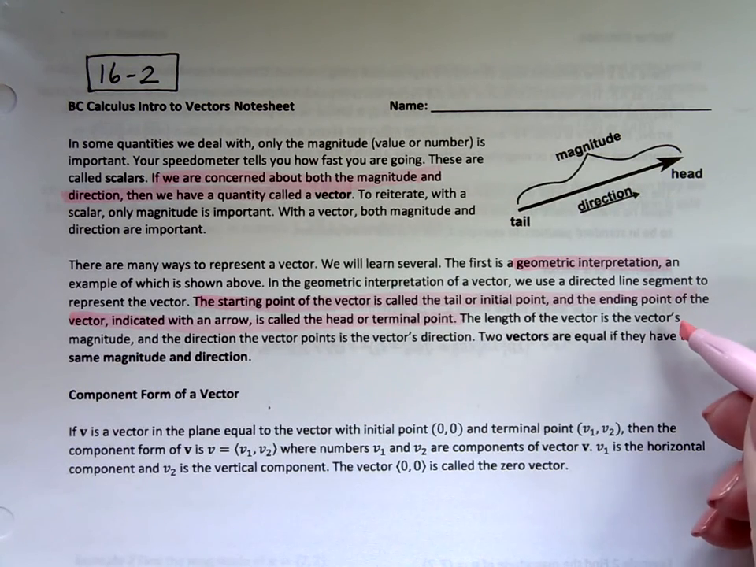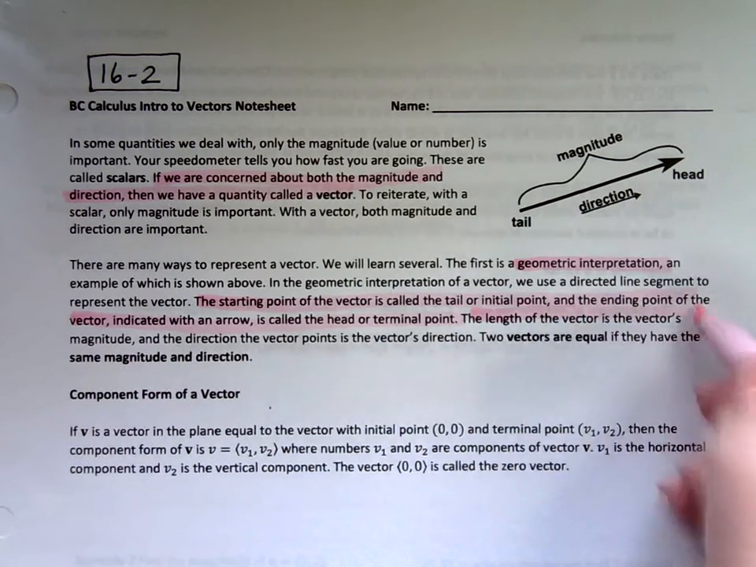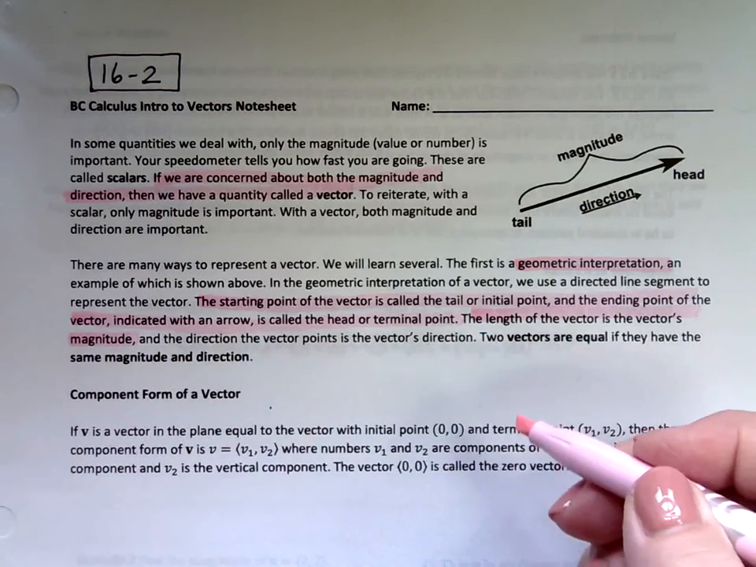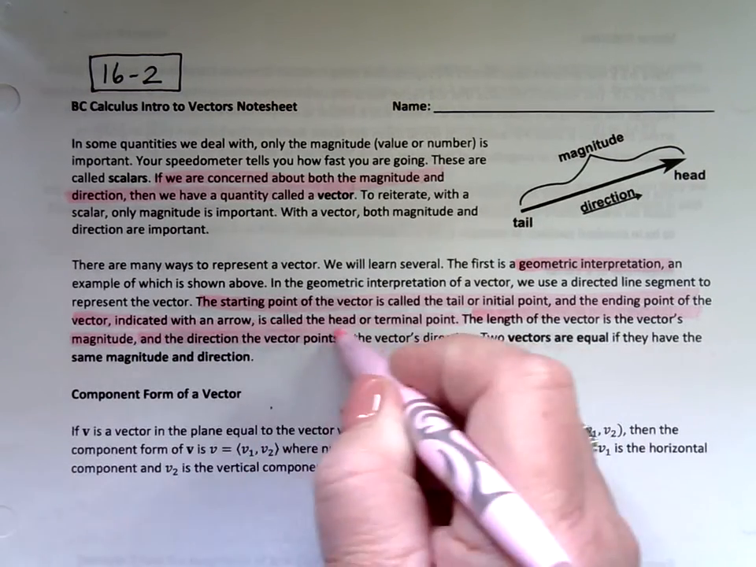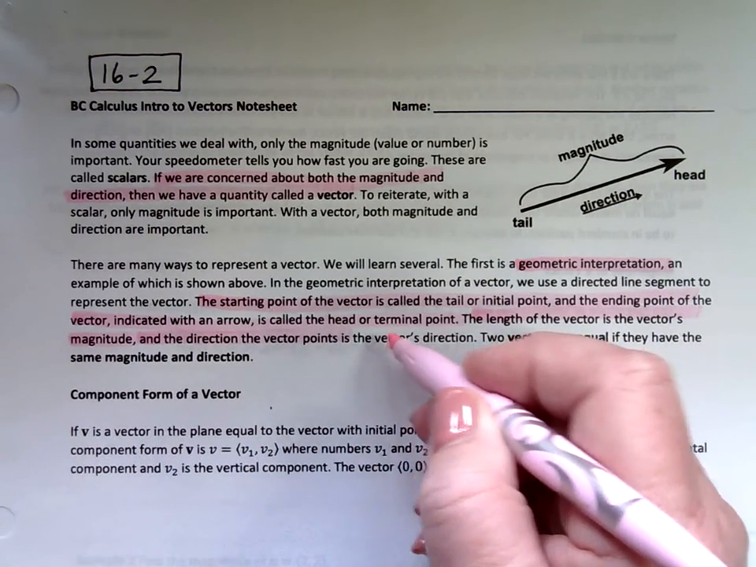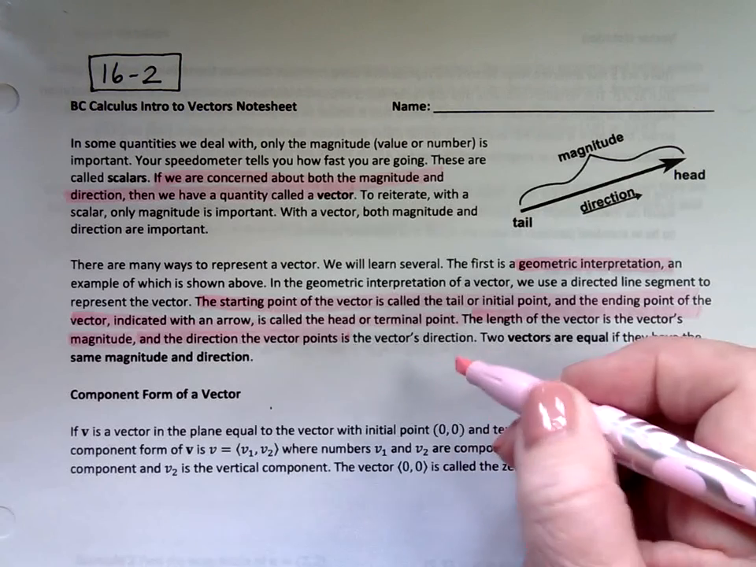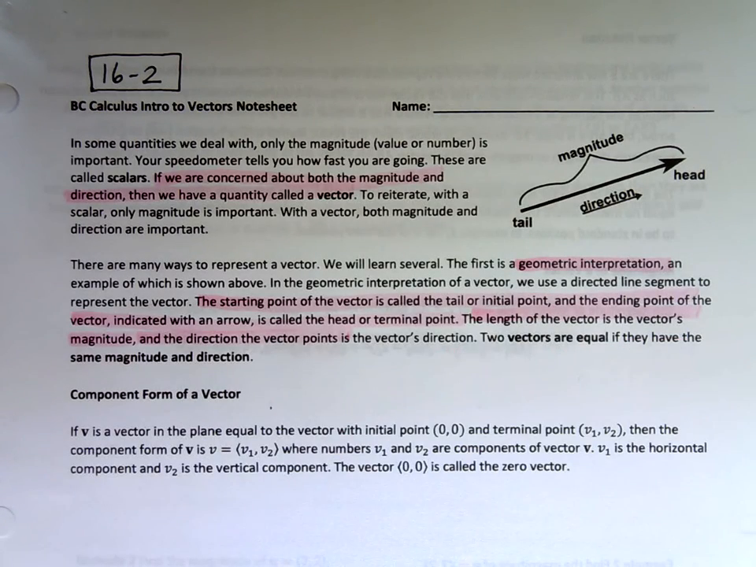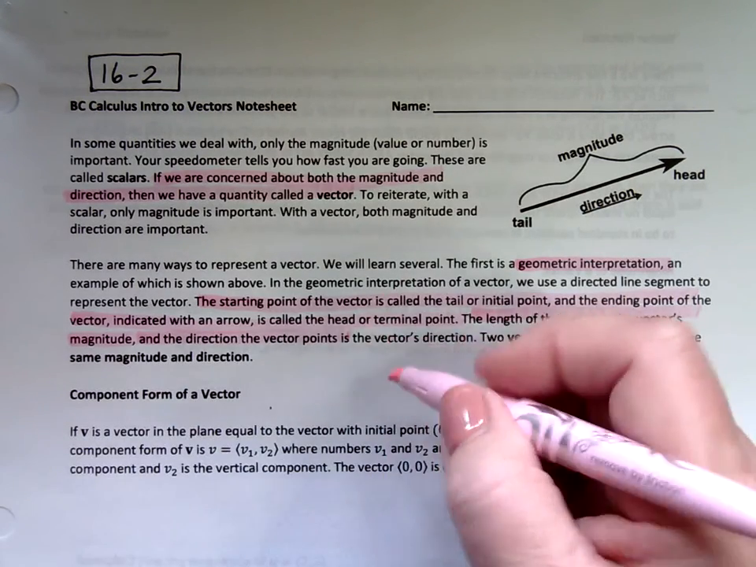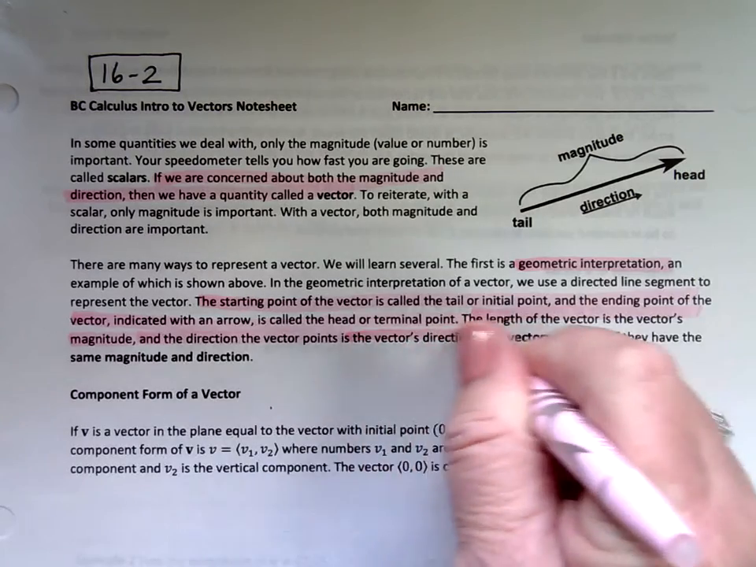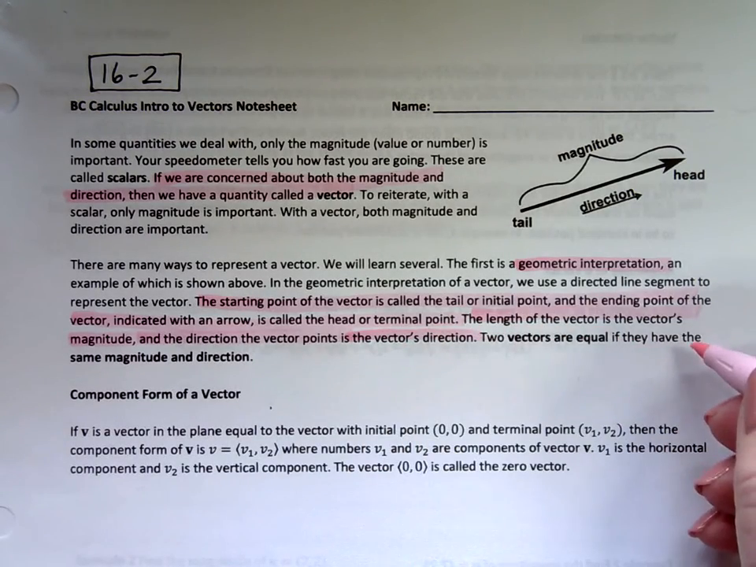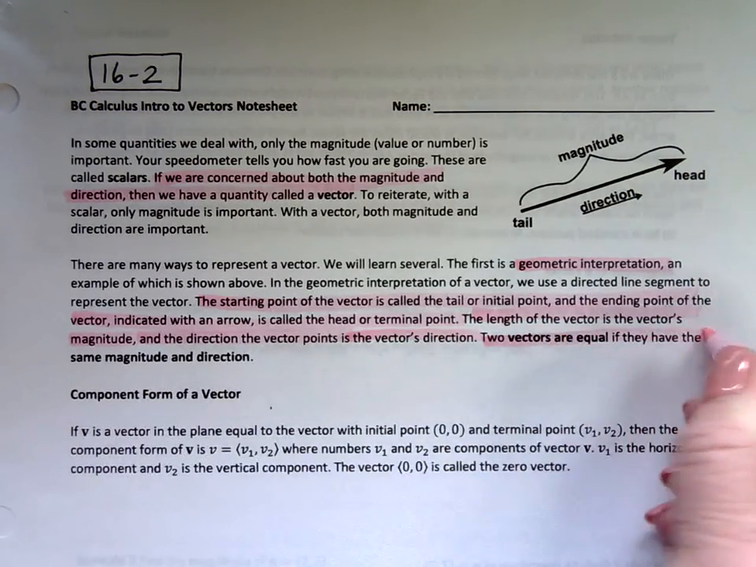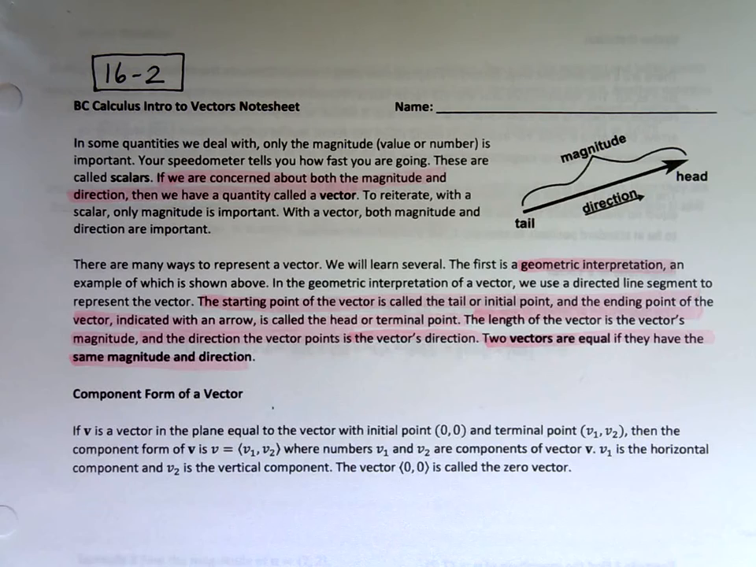The length of the vector is the vector's magnitude. So the length is the magnitude. That's a new word for us. And the direction the vector points is the vector's direction. There we go. Two vectors are equal if they have the same magnitude and direction. So that's important too. All right.